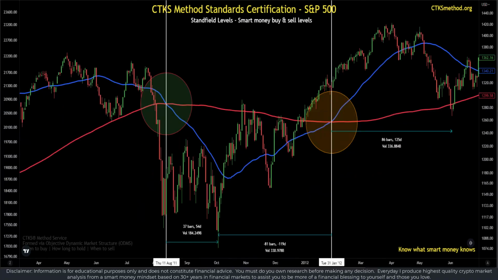Looking back to the 11th of August 2011, things got rather choppy around that period of time. You could have said that a short-term base was actually formed a couple of days before the death cross. You didn't actually see a cascading sell-off after the death cross. You saw a reasonable level of consolidation, but it actually bottomed out 54 days after the death cross.